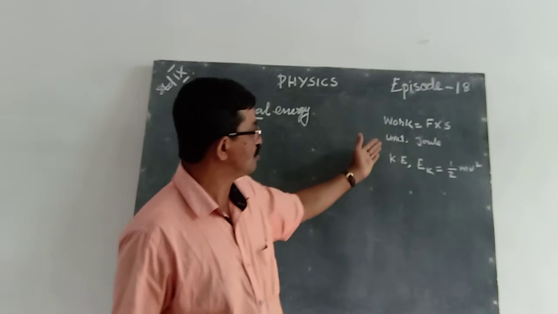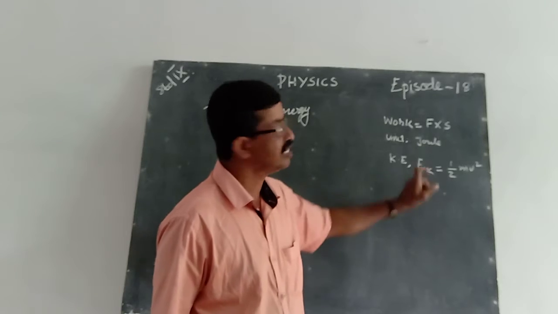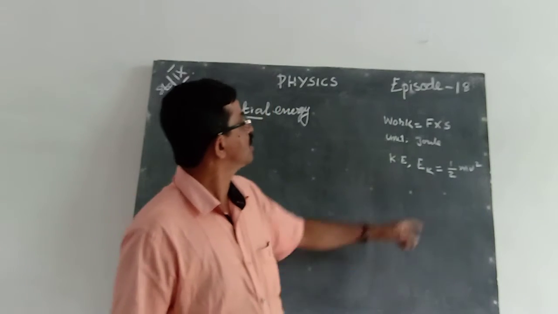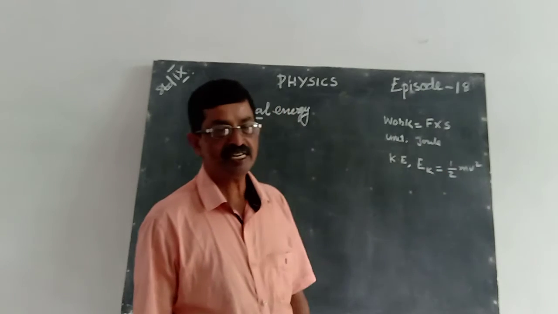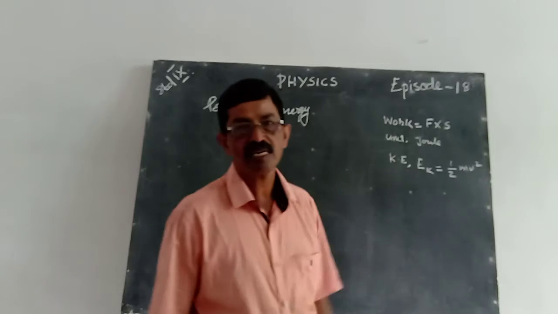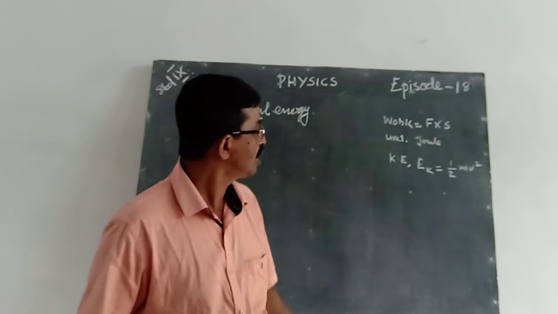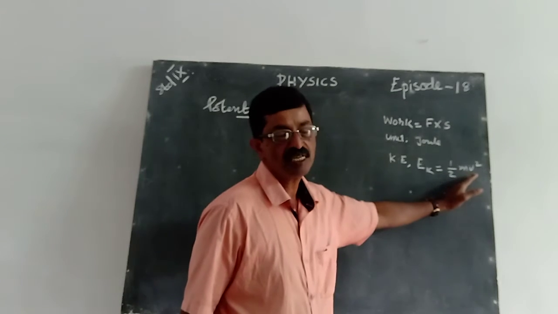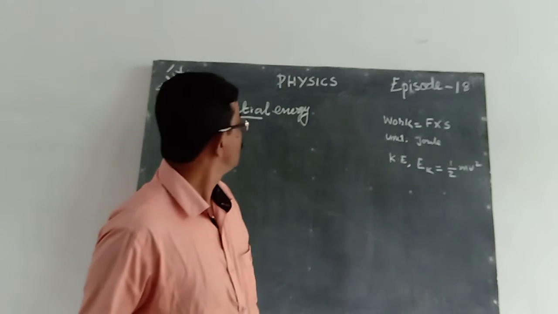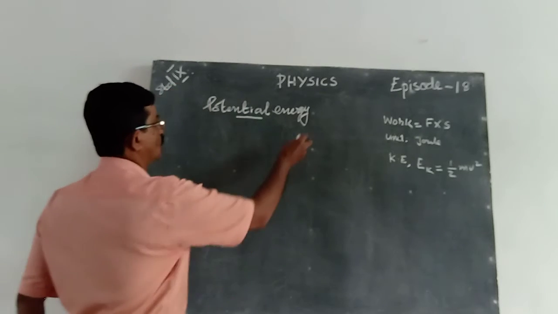Then we discussed kinetic energy. We say E K, E is for energy and K for kinetic. We can measure it using the relation half mv square, which is the relation used to find kinetic energy. Now we want to discuss potential energy.